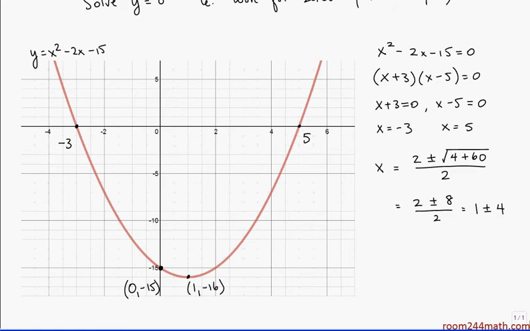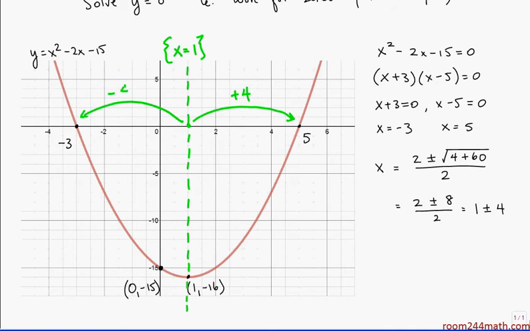Now, 1 is the x-coordinate of the vertex. This is the line of symmetry. It's x equals 1. And if you can imagine adding 4 to that, you get positive 5. If you subtract 4 from that, you get negative 3. And so you can use this as a different way to interpret the number of roots you get for a quadratic equation depending on the value of the discriminant.